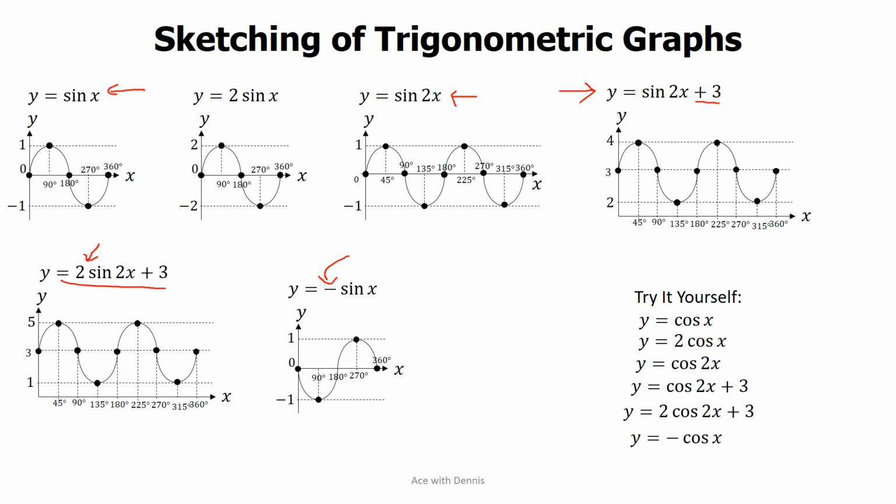The positive becomes negative, the negative becomes positive, but the angles remain the same. So when y equals 0, it will still be at an angle of 0, 180 degrees, and 360 degrees. Between 0 to 180 degrees, it is 90 degrees. Between 180 degrees to 360 degrees, it is 270 degrees. So this is the graph of y equals negative sine x.